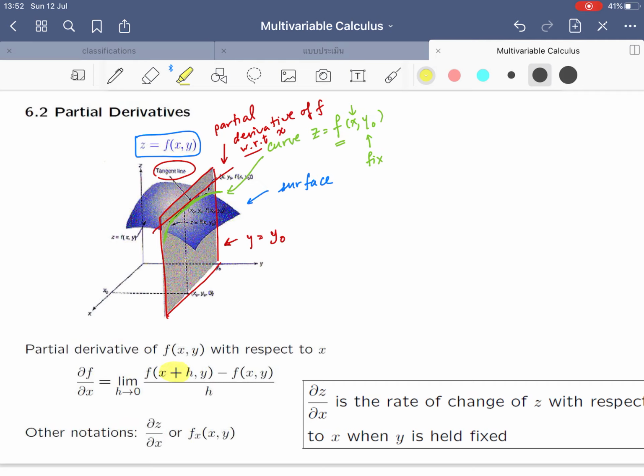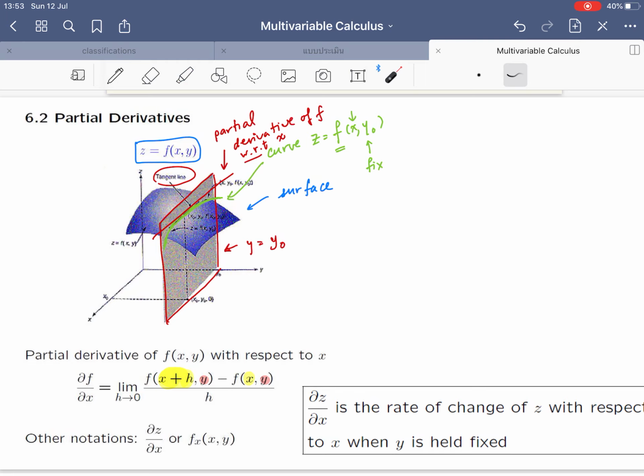So your x will change from x here to x plus h right here, and your y is fixed, okay, you see your y is always the y on both ends. And then you are going to find the limit of f(x plus h, y) minus f(x, y), over a small change h, and then that change will go smaller and smaller, okay, as your h goes to 0. This one we'll call a partial derivative of a function f with respect to a variable x.